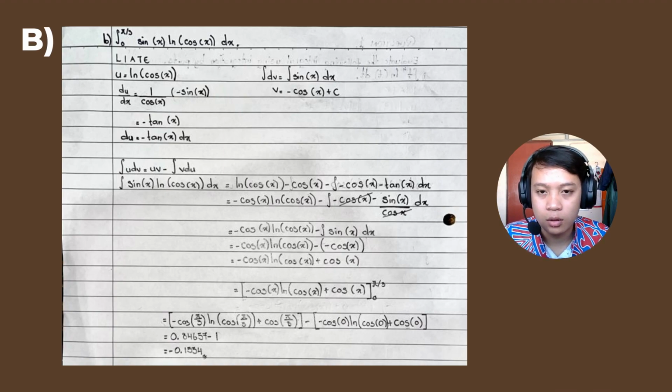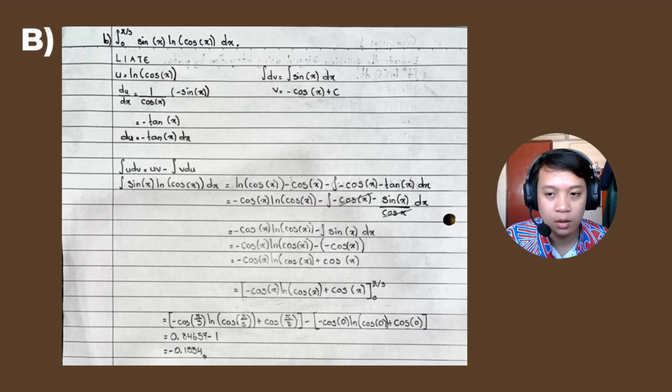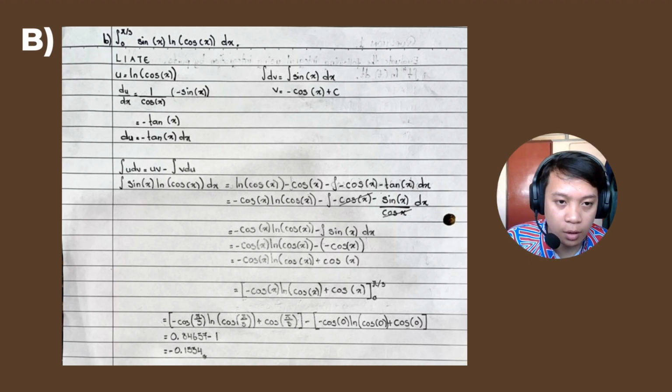Then using the formula integrate u dv equal to uv minus integrate v du, we just substitute all that we did just now into the formula. After that, I change tan x to sin x over cos x, since tan x is equal to sin x over cos x, so that I can cancel out cos x. So what's left is just sin x dx.